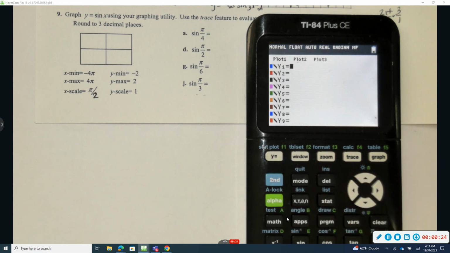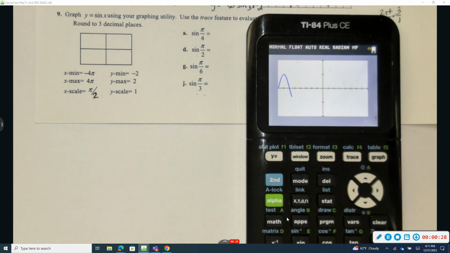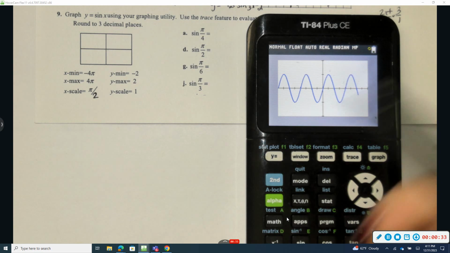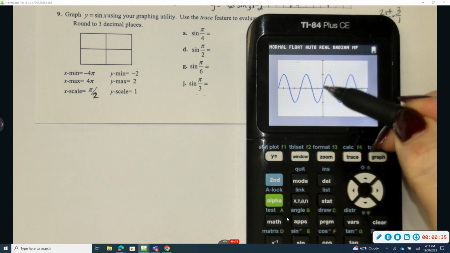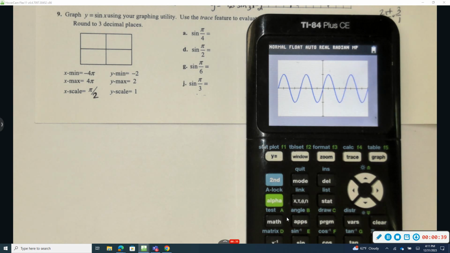I'm going to go up to y equals and type in the sine of x. And then I'm going to graph it, and we can see this sine curve wave. So remember, it's 4 steps as a reminder. So it's here at step 1, 2, 3, and 4. So we can see multiple cycles to the left and to the right.